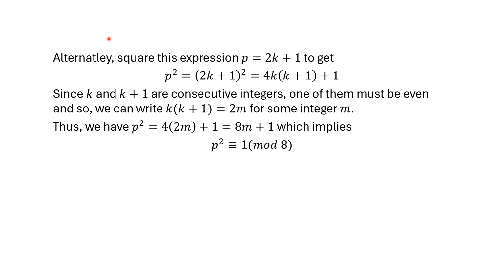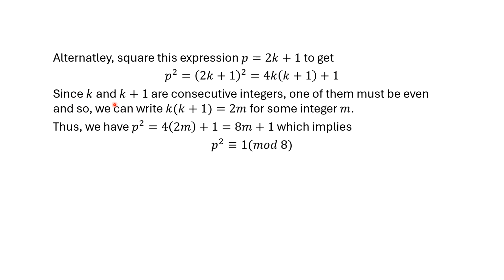Here's another way of proving it. I suspect you might like this better. It's simpler. It doesn't have all these cases. Since P is a prime and it's greater than 3, so it's not 2, it's an odd number, and all odd numbers can be written in the form 2k plus 1. So P squared, we square the 2k plus 1, and it's actually 4k squared plus 4k plus 1, but we can write it like this.